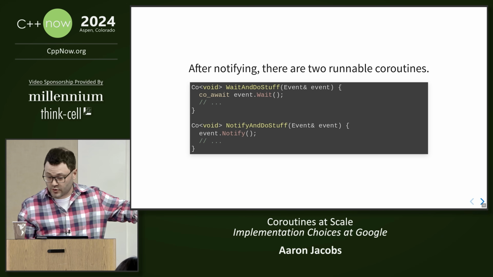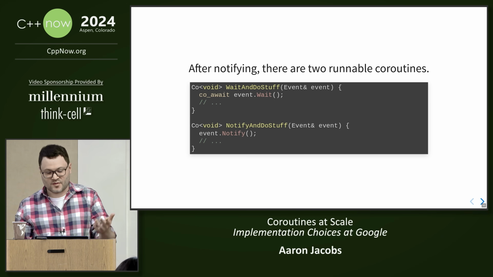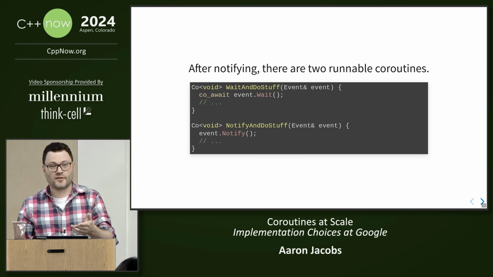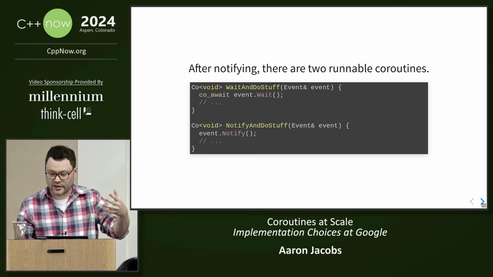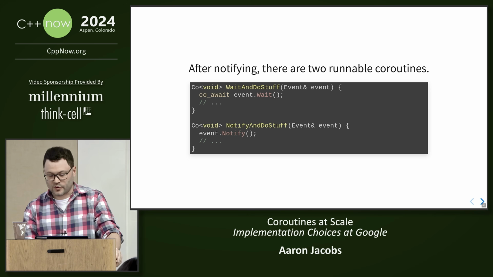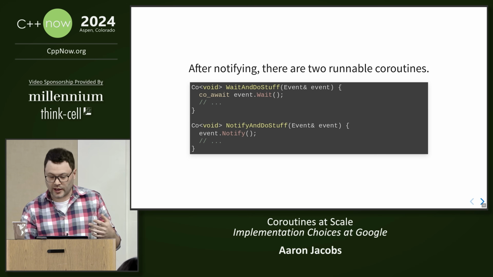But say we've got these two coroutines. The first one suspends to wait for the event, and then the second comes along and notifies it. But now both of them want to run. The notifier wants to continue on and do whatever it was going to do after it called notify, and the waiter now wants to wake up and continue with its own body after the wait call. So we've got two pieces of work that are runnable, but the thread that ran the notify method is only one thread. It can't run two things at once. So what do?